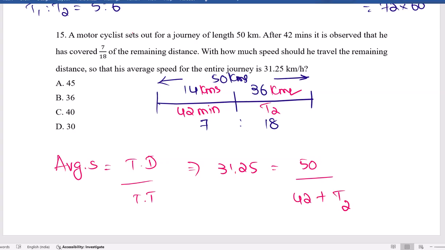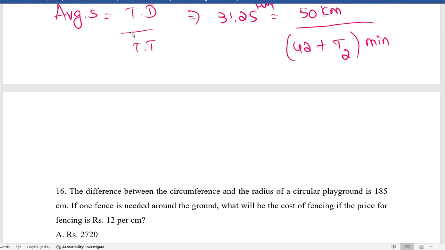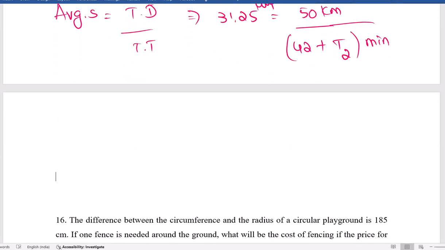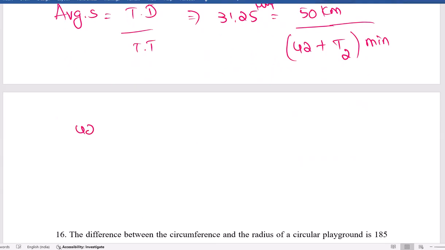Yeah, this is in terms of minutes. We have to convert into kilometer per hour. So I have to divide by 60 to convert into hours. This is kilometers, this is kilometer per hour. So to compensate that, we need to write these minutes in terms of hours. So we have to divide by 60. Now doing that, okay, 42 plus T2 divided by 60 is 50 divided by 31.25.